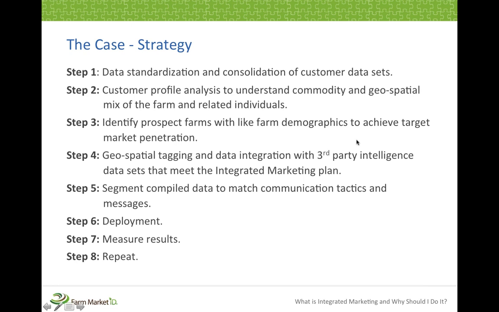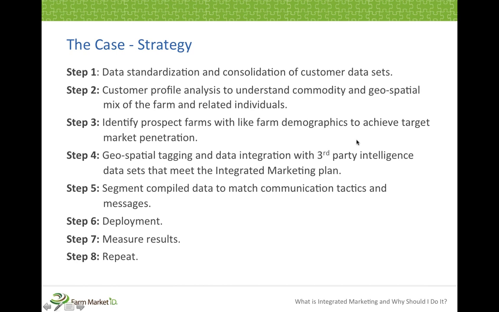We can also provide you that market share information, even where there's not necessarily a person attached to the land. In other words, how many crop acres do you have within a specific geography? This geospatial tagging and data integration is part of step 4. This is also where you can take that third-party data and begin to add that additional richness to your data asset for your company.